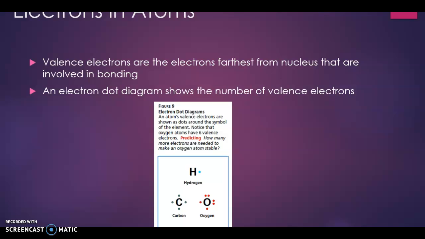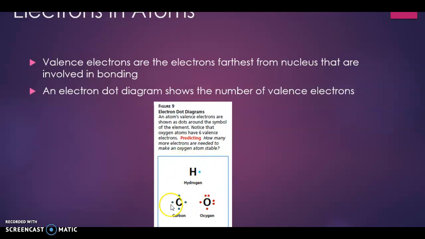They don't need to bond with something else. They use these things called electron dot diagrams to show the number of valence electrons. So right here, they're just showing you, these are electron dot diagrams. Hydrogen has 1, which means that it can bond, it wants 7 more, or it wants to give up 1 and form a bond with something.